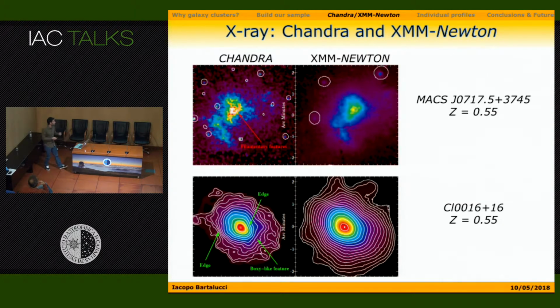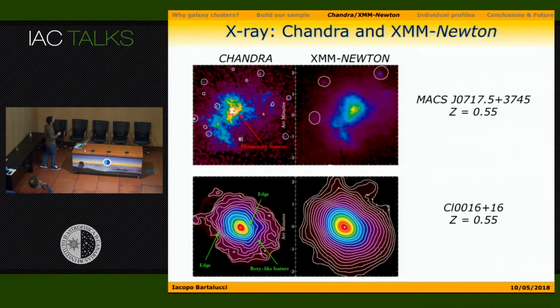To show you that, here you see two galaxy clusters, Chandra on the left and XMM-Newton on the right. You see, for example, in this cluster that with Chandra you can resolve some interesting features in the core, and you can actually see all these point sources, which are AGN, that are emitting in X-rays. While on the right with XMM-Newton, because of the poor PSF, you basically lose all this kind of information.